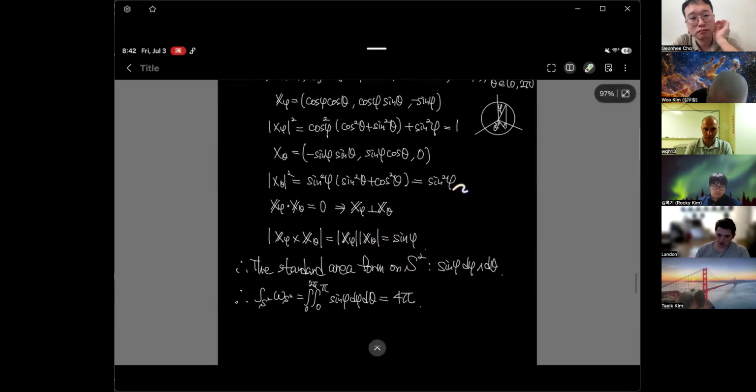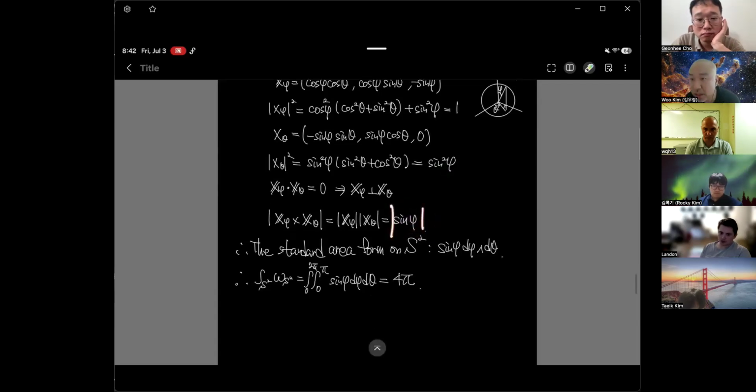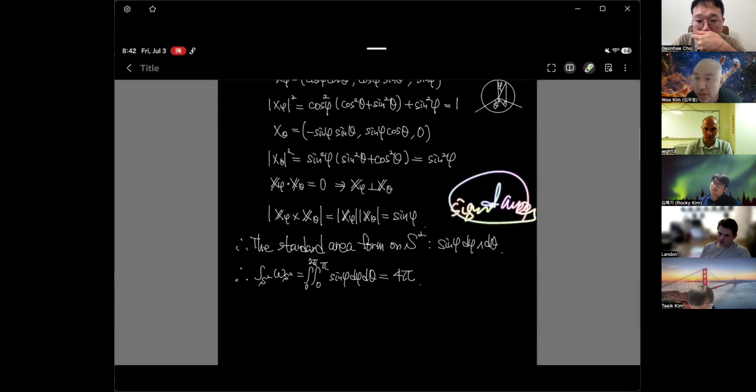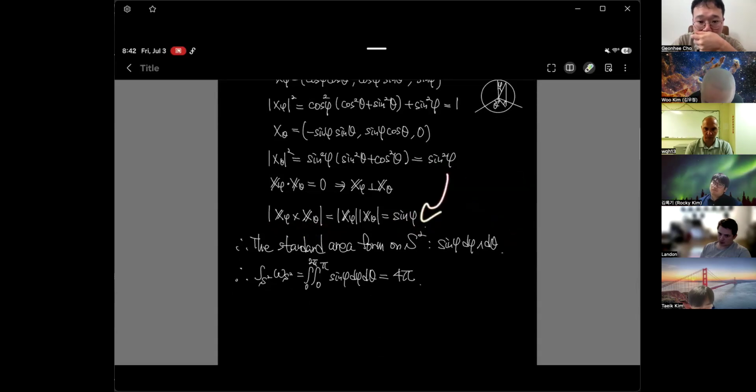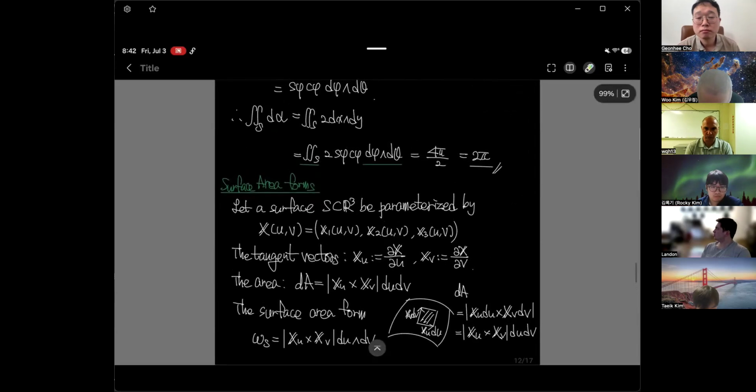As you might notice, I didn't put an absolute value here, which means it's called signed area, so it depends on the orientation. So we have a result: the standard area form on the unit square is sine phi times d phi wedge d theta, which is just the area.